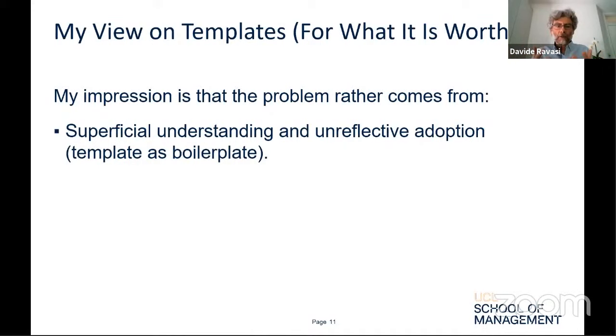They use templates as boilerplates. And they believe that simply by saying, I've done the Gioia methodology, and by showing a data structure, a data table, saying I've been coding first order, second order, that's sufficient to reassure reviewers. And we can see through that. We can see that you're just saying what you think we expect you to say, but you're not really doing it consciously. You didn't really know what you were doing.